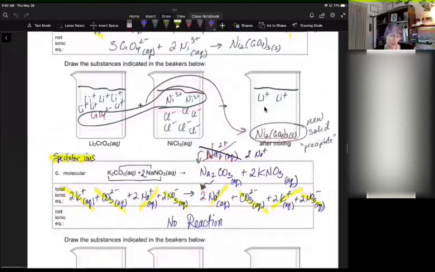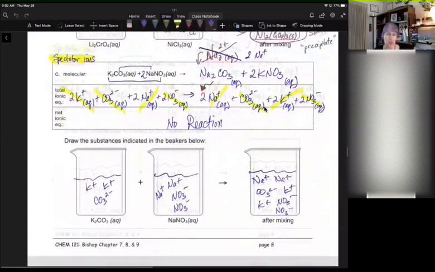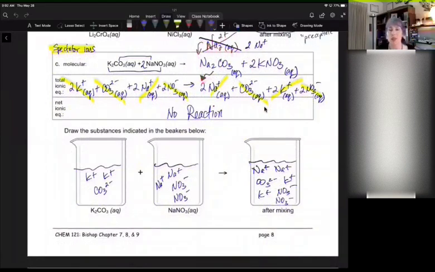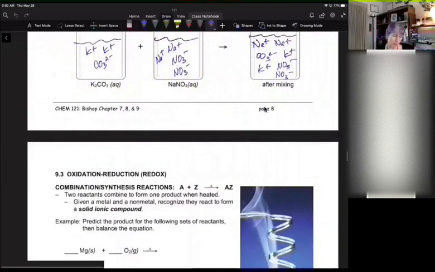For example, we took a look at this reaction where both of the products were aqueous. And so they all have collisions with each other, but none of those collisions lead to a substance that's insoluble in water. So when everything is soluble in water, when all of those ions are soluble, we have no reaction. So those are precipitation reactions.